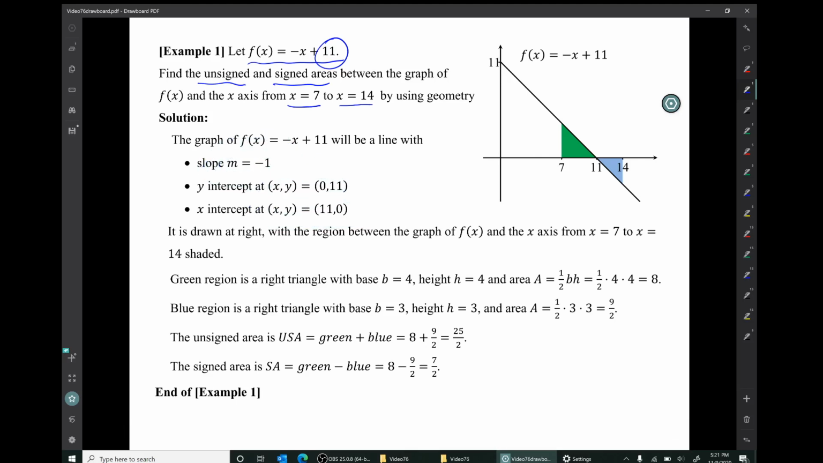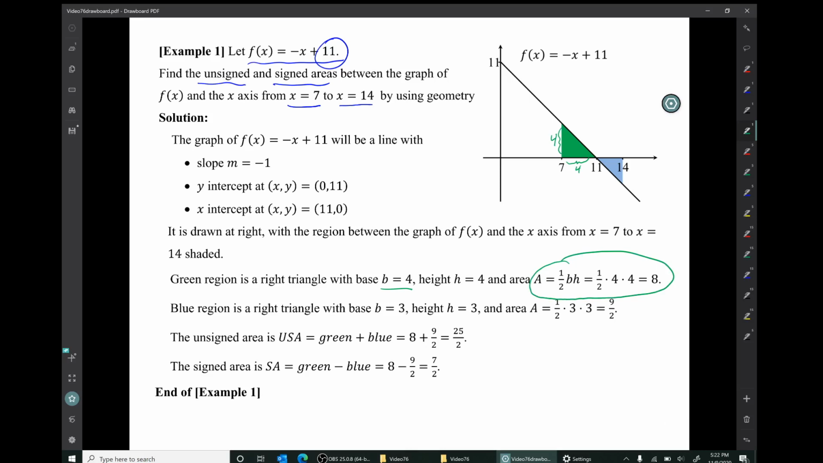Now, I've drawn the region that we're interested in, the region between the graph and the x-axis, from x equals 7 to x equals 14. And I've shaded the part of the region that's above the x-axis in green and the part that's below the x-axis in blue. So we need to find the area of those two regions separately. Well, the green region is a right triangle with base b equals 4. That's this distance. And height h equals 4. That's this distance here. So its area is found by the formula A equals 1/2 the base times the height. So you just get an area of 8.